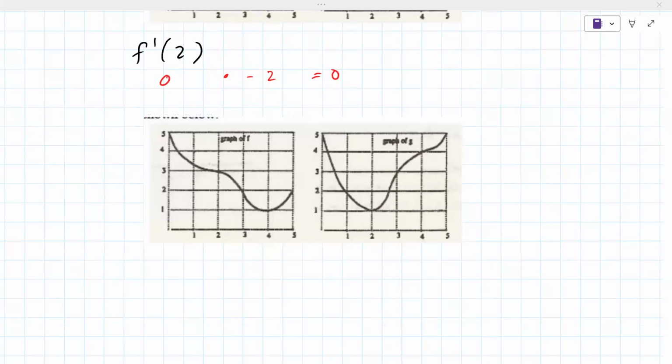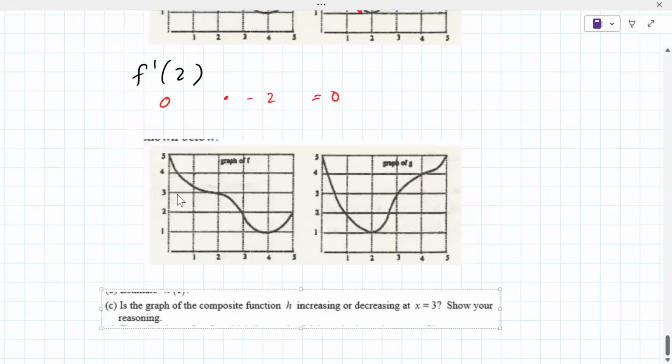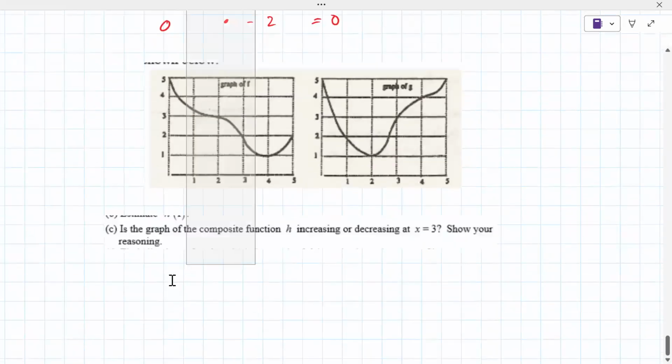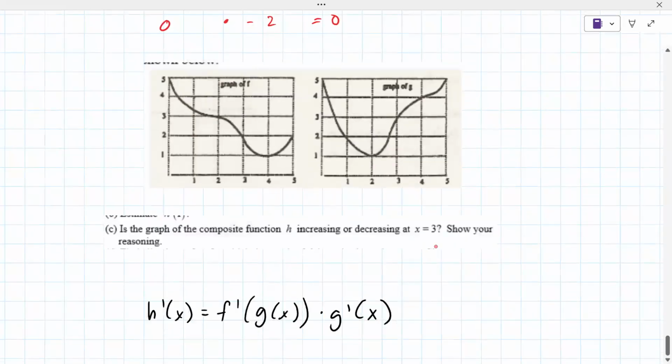Is the graph here increasing or decreasing at three? We've got to go back to this notation here for the derivative. So at three, what's going on at three? First, what's g of three? Start with the inside function. G of three is three.